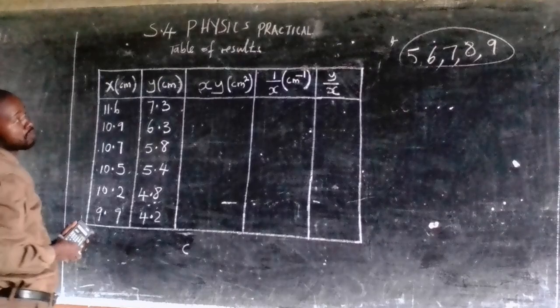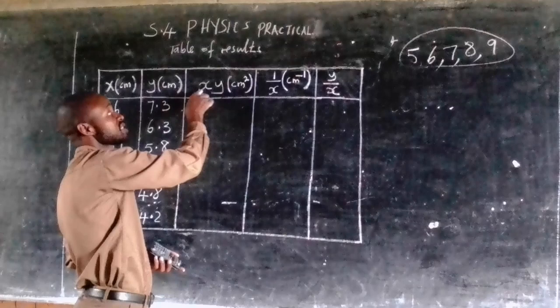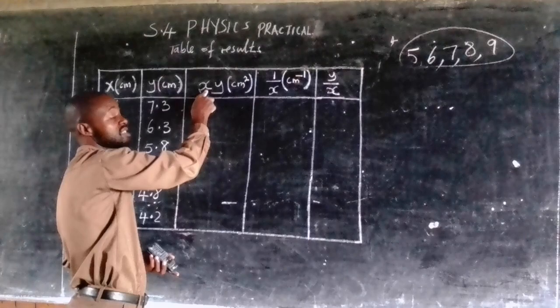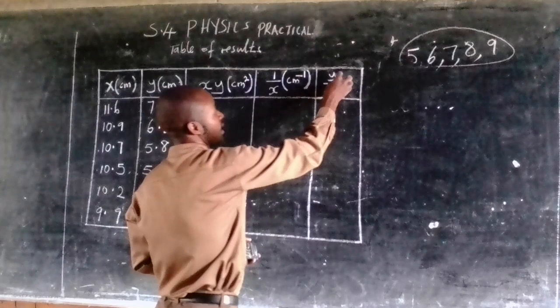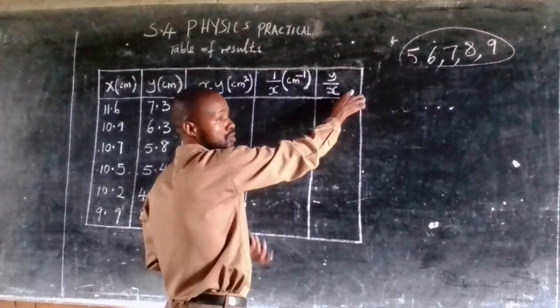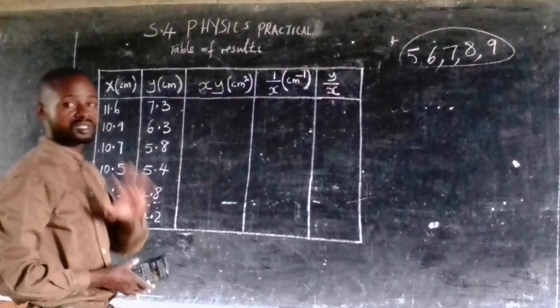Here I have the unit as centimeter squared because I have multiplied two quantities, that is x times y. X is in centimeter times y, which is in centimeter, that's why we have centimeter squared. Then here we have per centimeter. Then here I don't have any unit. Reason being, this y is in centimeter and this x is in centimeter, so mathematically, since they have the same quantities, they will cancel each other, so you don't need to write anything there.